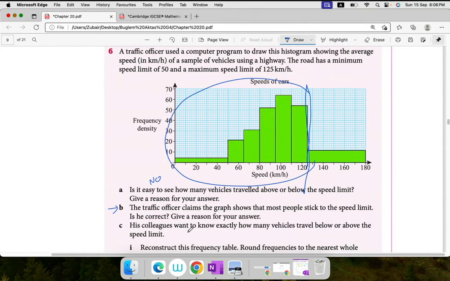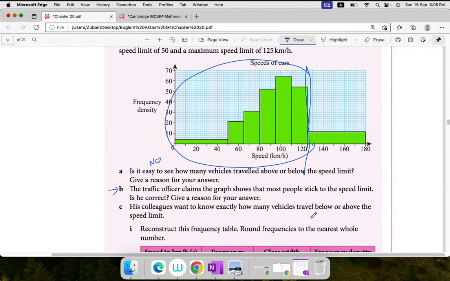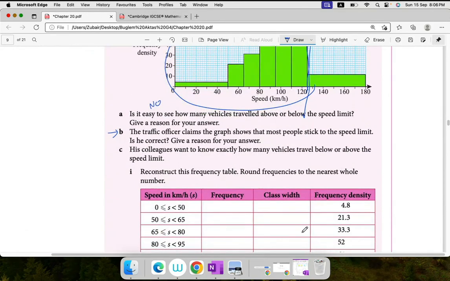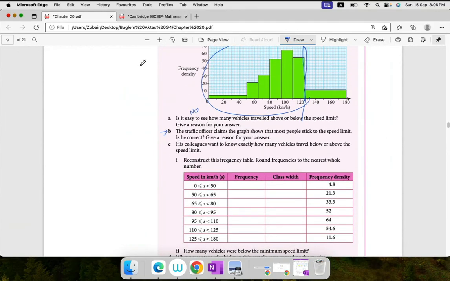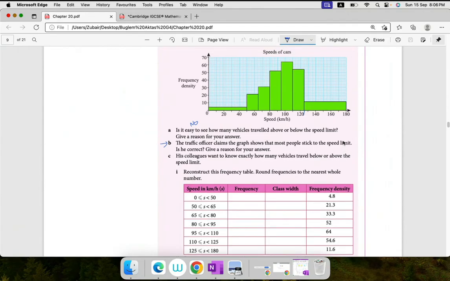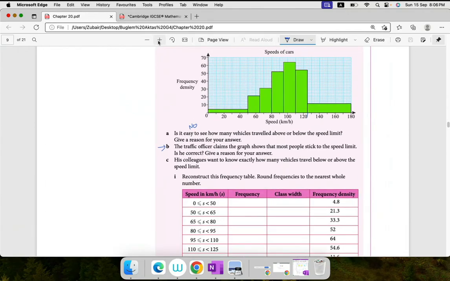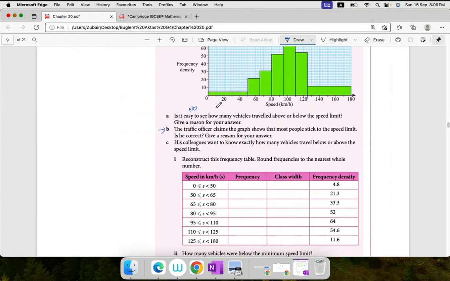His colleagues want to know exactly how many vehicles travel below or above the speed limit. To reconstruct the frequency table, we will use this and fill this up. Can you do that? Is it readable? It's readable.